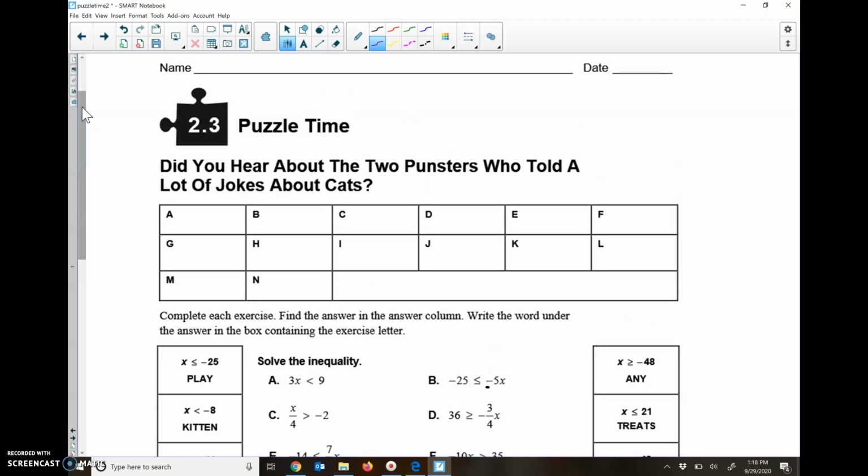So the answer for the joke here. So did you hear about the two punsters who told a lot of jokes about cats? We won't tell any more, they said, and we're not kidding about that one either. Get it? Kitten? Like kidding? That was funny.